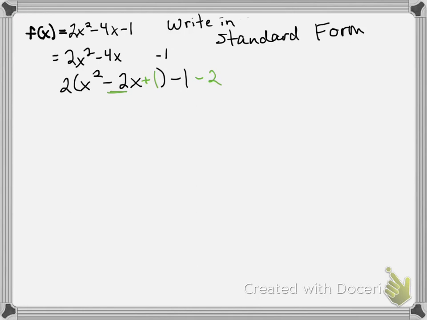And now I can write this as a perfect square inside the parentheses. So I have 2 times x minus 1 squared. Half of the negative 2 is negative 1. That's how we know what goes here. And then negative 1 minus 2 is negative 3. So this is the standard form of this function. And so the vertex then is just 1, negative 3.